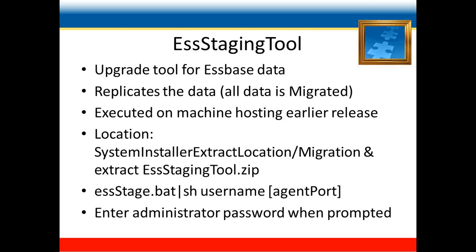You will have to provide a username and agent port as parameters to run this utility. The username must be an administrator user, and you will provide the port number, which is generally 14234 for Essbase. While executing this utility, your Essbase service may go down or come up. This is normal behavior because it is done by the tool itself. You may be required to enter an administrator password when it prompts you.